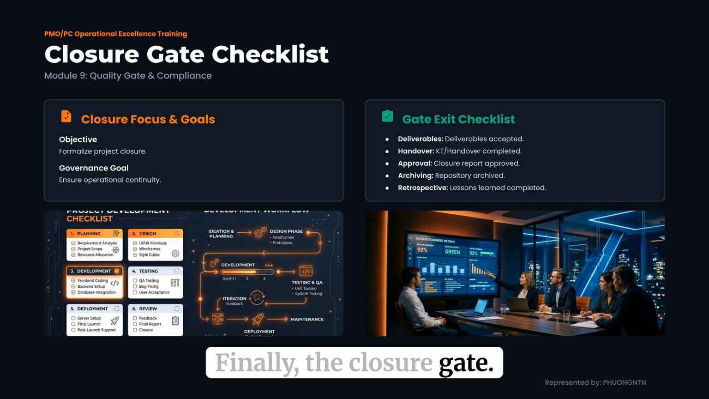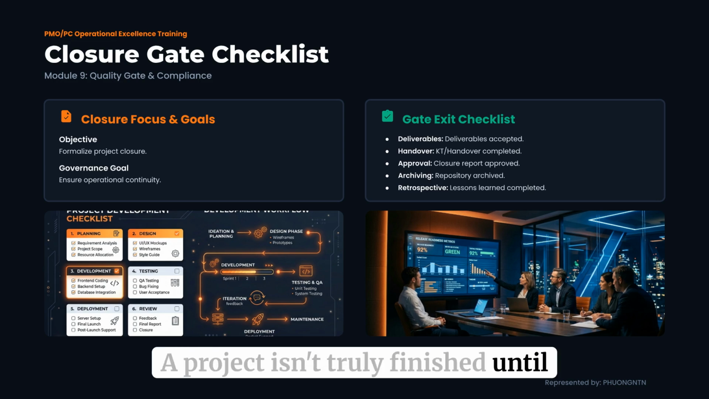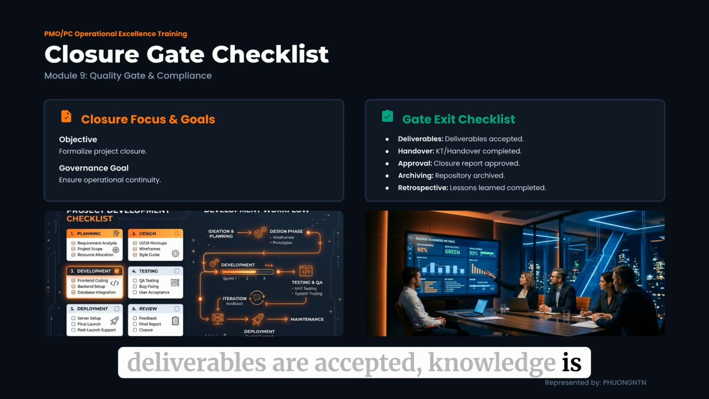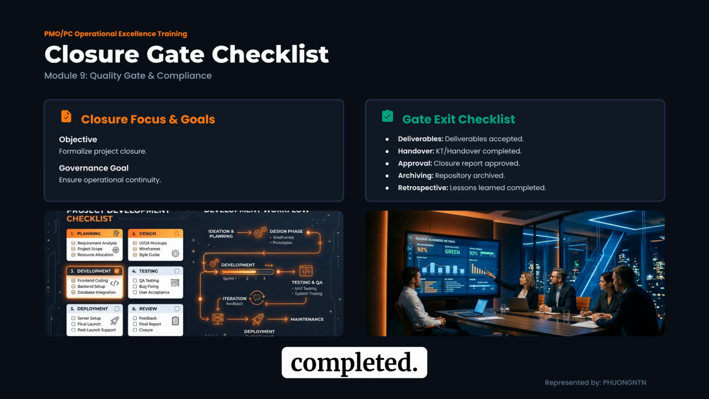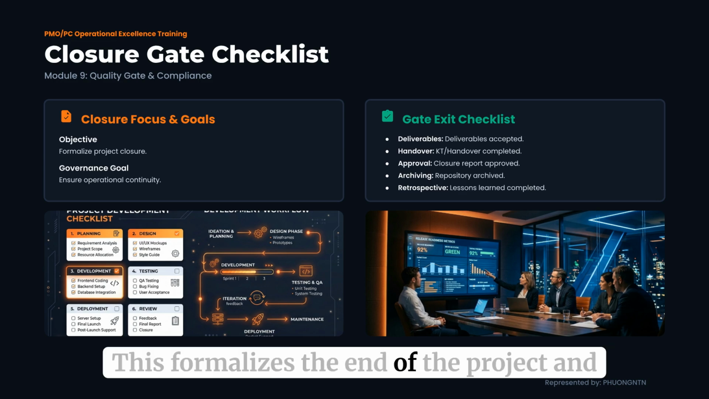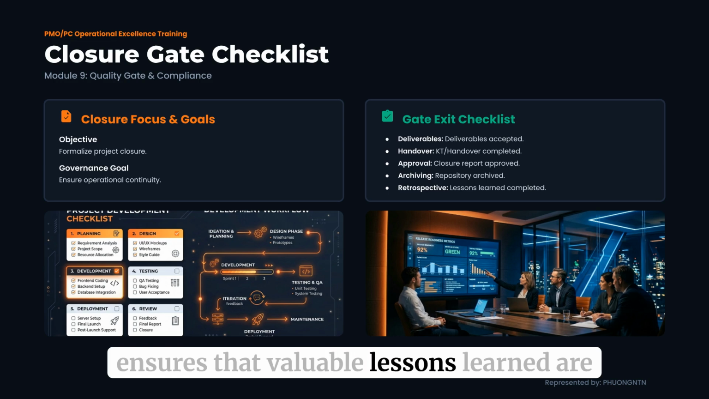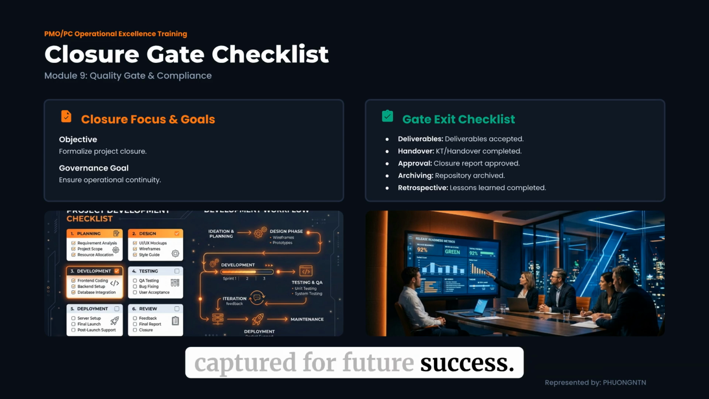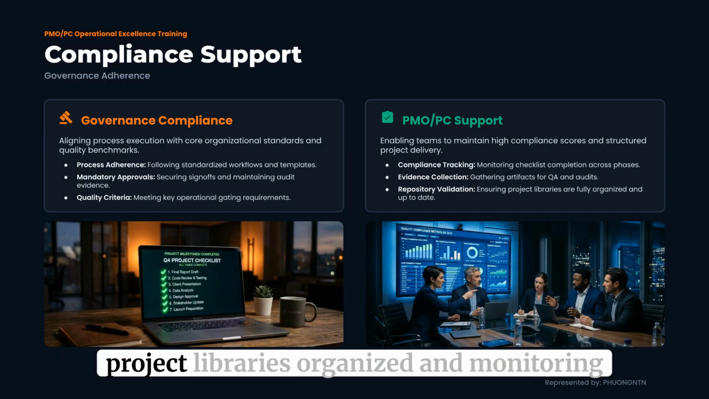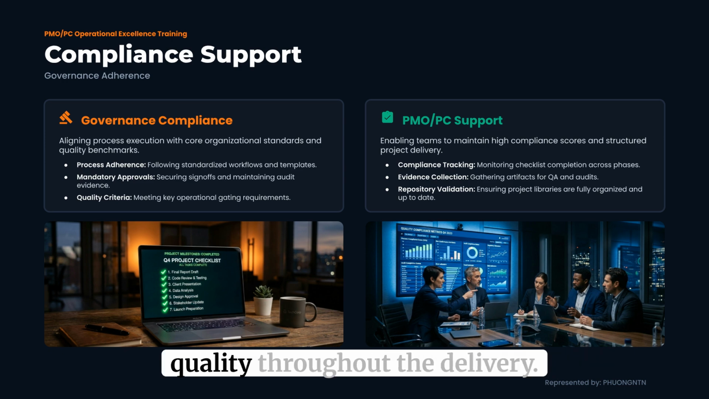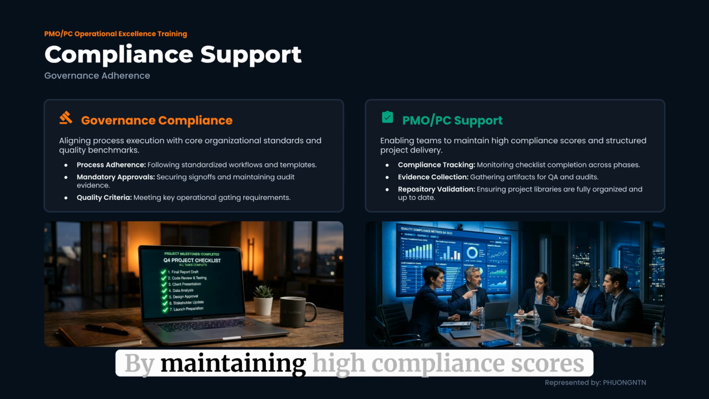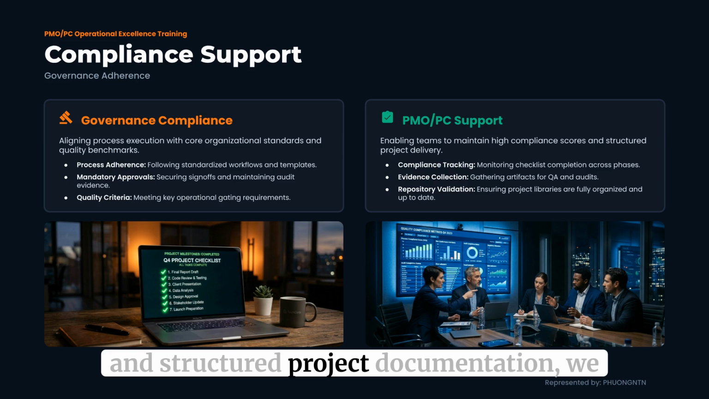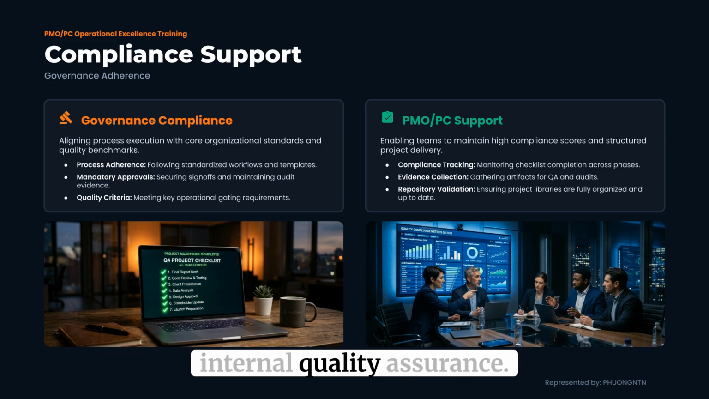Finally, the closure gate. A project isn't truly finished until deliverables are accepted, knowledge is transferred, and a retrospective is completed. This formalizes the end of the project and ensures that valuable lessons learned are captured for future success. Compliance support is about keeping project libraries organized and monitoring quality throughout the delivery. By maintaining high compliance scores and structured project documentation, we ensure that we aren't just doing the work, but we are also evidencing it correctly for internal quality assurance.